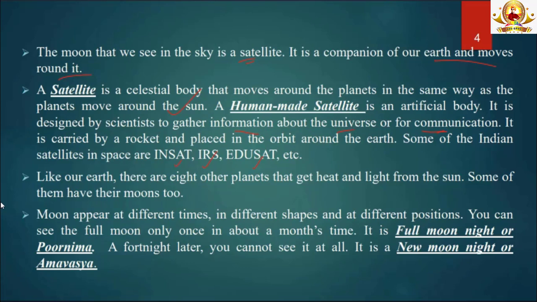Now let's observe one more thing. If we look at the moon, it appears to be of different sizes and different shapes. For example, at times it is a hemisphere, at times it is a circle, because we can see only one side of the moon. Why is it so? The moon appears different at different times, and we can see the full moon only once in a month, which is called Purnima. The moon appears to be a circle but it is a full sphere.